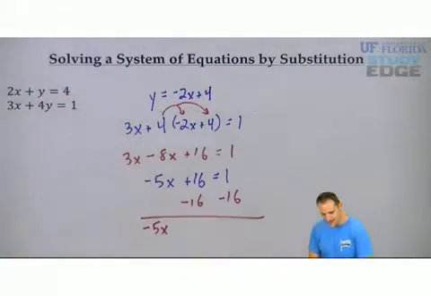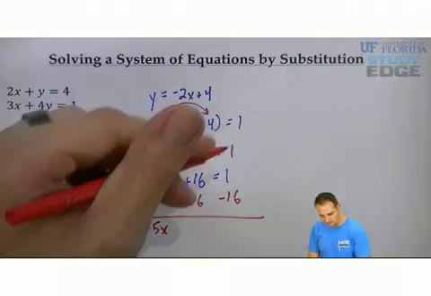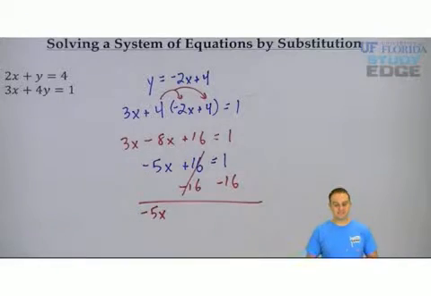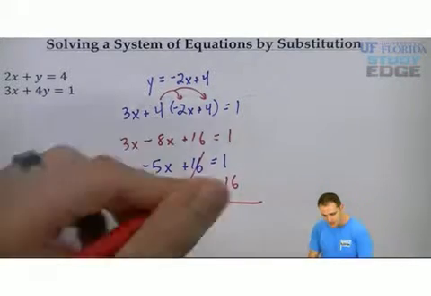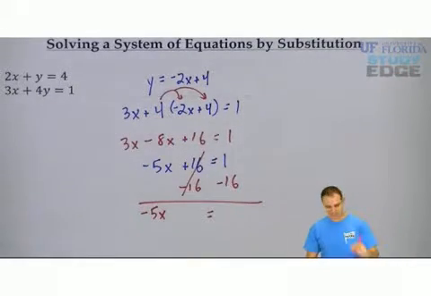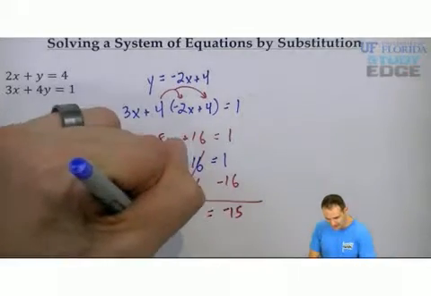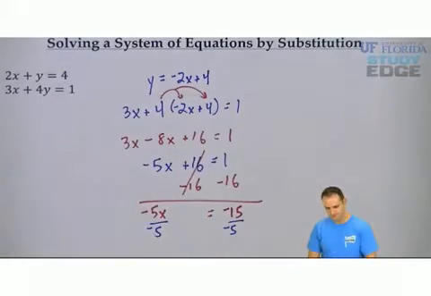I leave negative 5x alone. 16 minus 16 is 0, so that cancels. 1 minus 16, you need to break out that calculator. 1 minus 16 will give you negative 15. Whew. And then lastly, divide both sides by negative 5.